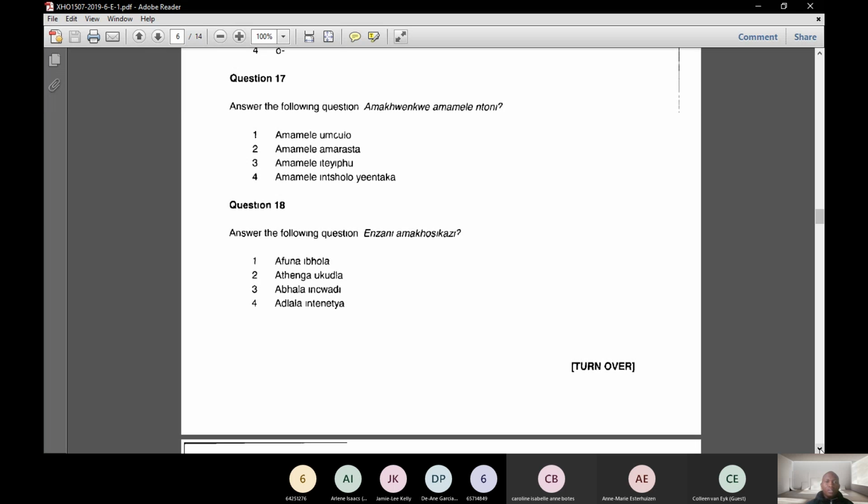Question number 17. Answer the following question. Amakhwenkwe amamele ntoni? Number 1. Amakhwenkwe amamele umculo. Can you give me the translation of the sentence? No, I'm just guessing. Okay. Yes, in the passage it says amakhwenkwe amamele umculo. So this is one of those questions where you have to run back to the paragraph and just copy it as it is, because the question is asking what the boys are listening to. You just copy that as it is if you do not understand the question.